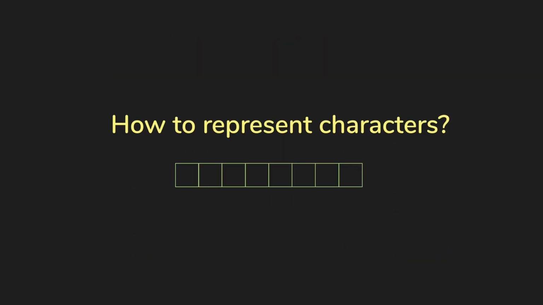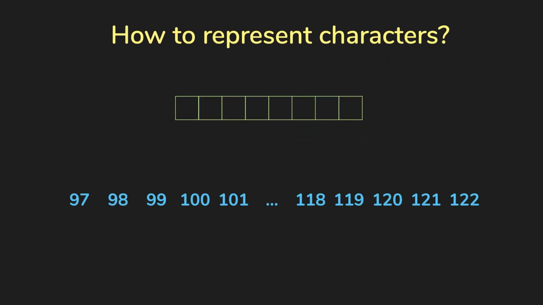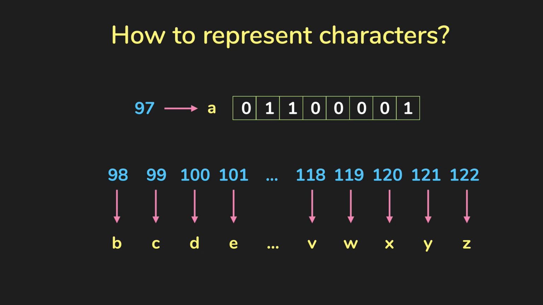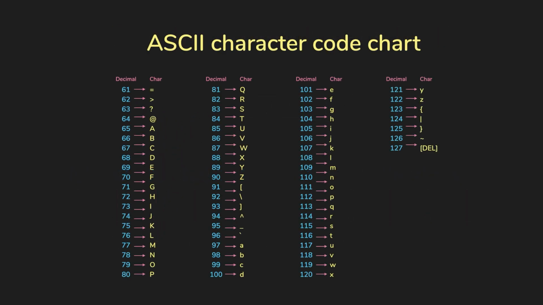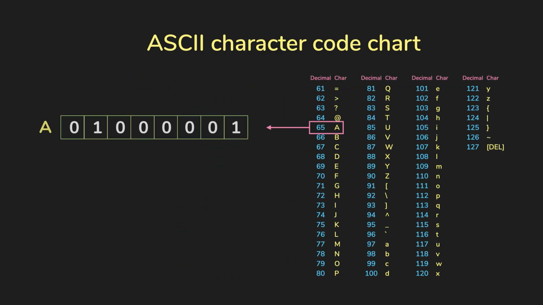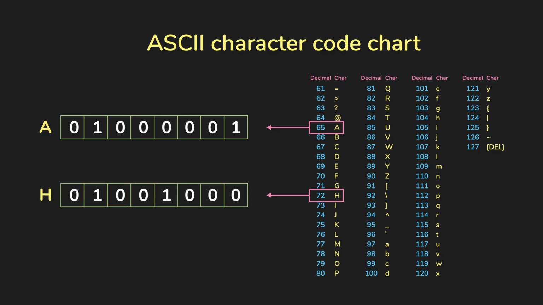What about characters? How do you think I can represent characters? Well, that's easy. If you map numbers to characters, then we can just say that the number 97 is A, and 98 is B, and 99 is C, etc. And that is what we call ASCII character code, where numbers are mapped to letters. So that means this byte is the letter A, and this byte is the letter H.